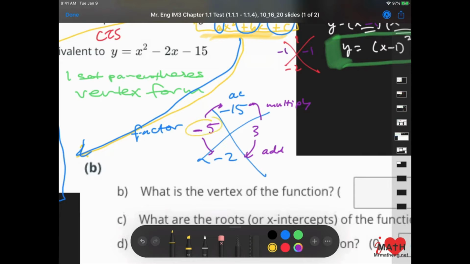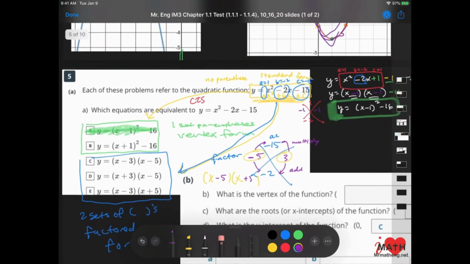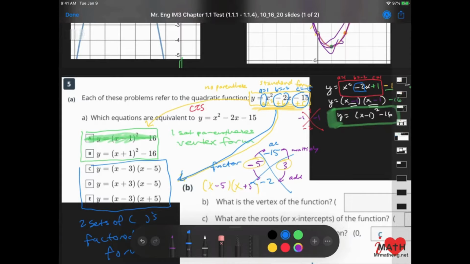Okay, what does that mean for us? When you factor x squared minus 2x minus 15, my answer is going to be (x - 5)(x + 3). Okay, that's my answer. So that's going to be choice... which one is it? -5 and +3 is choice D. So the two equivalent equations are A and D.